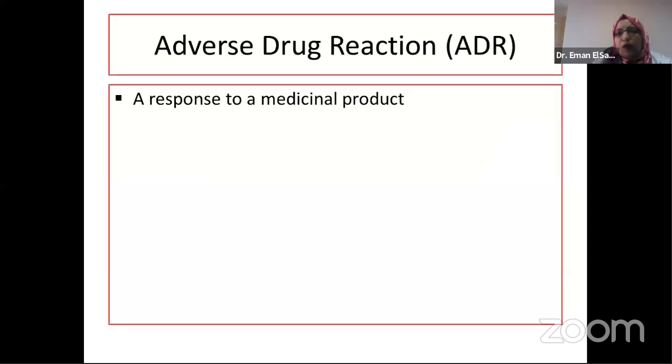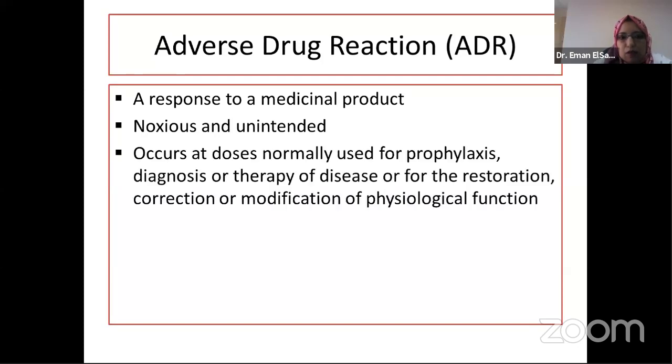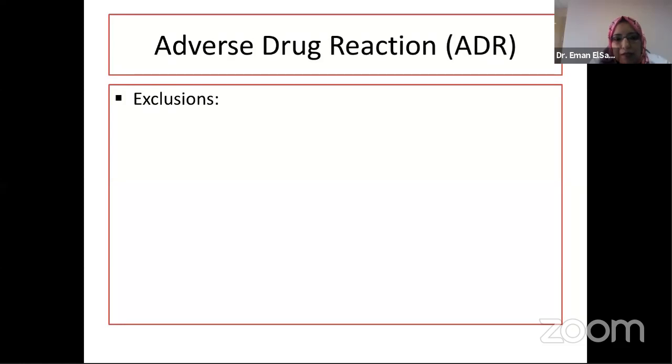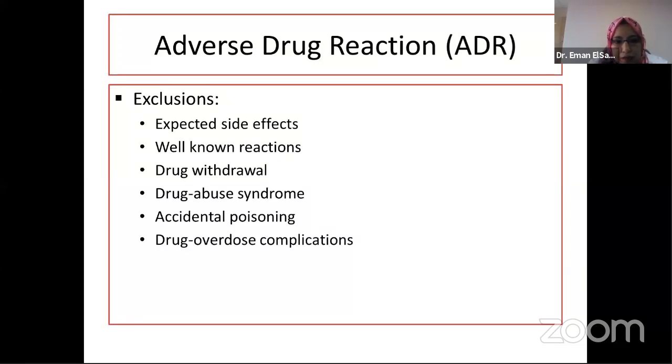Okay, so what is ADR? ADR is a response to a medicinal product which is noxious and unintended. It's not the effect that we need for the patient, for which we wrote this medication. It occurs at a dose normally used for prophylaxis, diagnosis, or therapy of a disease, or for the restoration, correction, or modification of physiological function. This means that this list should be excluded from ADR: if it's an expected or well-known reaction, if it results from drug withdrawal, drug abuse, accidental poisoning, or overdose complication, all of this is not ADR.